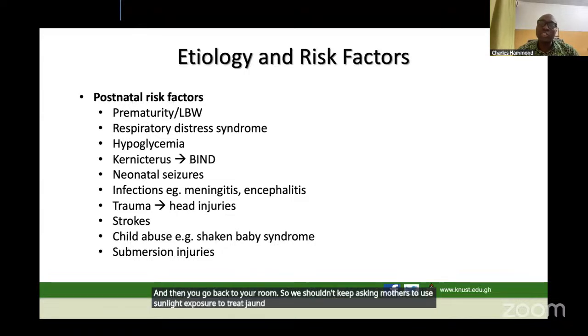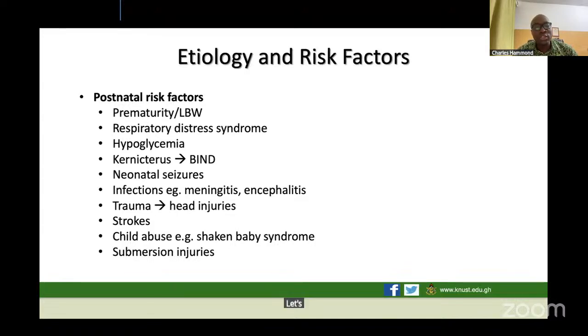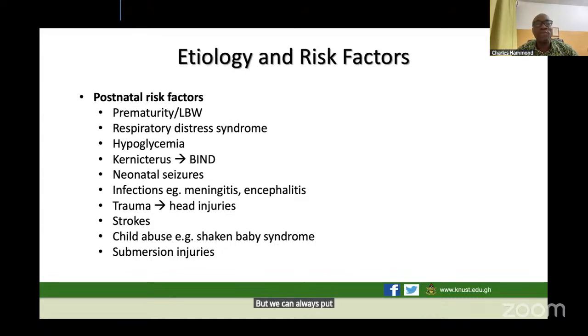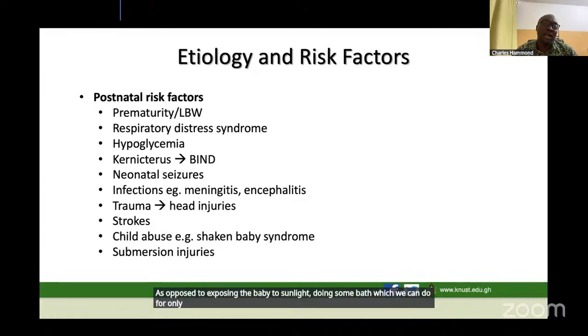If we think that jaundice is so severe or is pathological and requires treatment, let's admit these patients and then treat with phototherapy. It is way more efficient, because with phototherapy, you can do 24 hours. The only times you don't do phototherapy is when the baby is taken out of the cot for feeding or for diaper change or something. But we can always put the baby under phototherapy for 24 hours, as opposed to exposing the baby to sunlight, doing sunbath, which we can do for only 30 minutes or 1 hour. So we shouldn't continue preaching that.